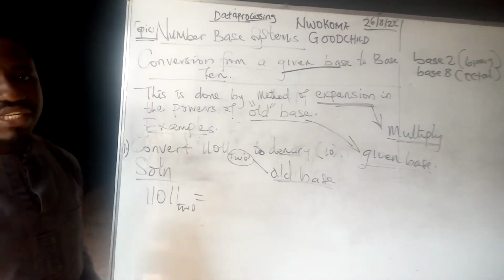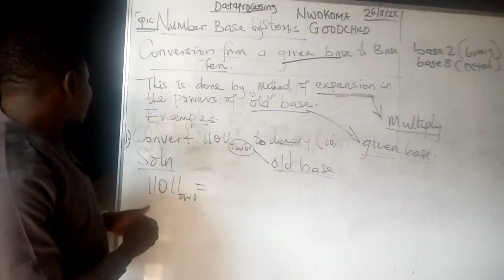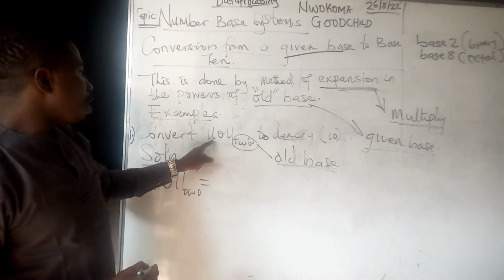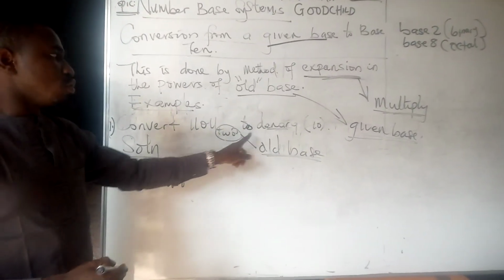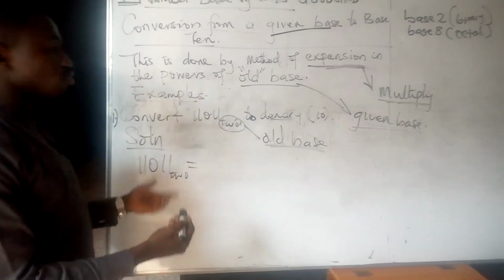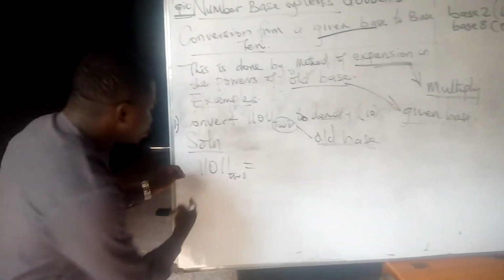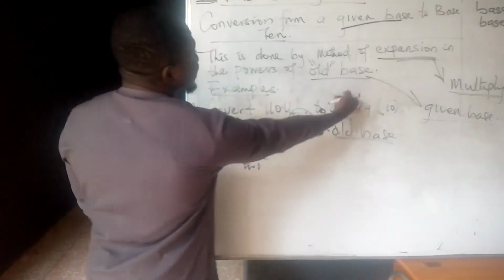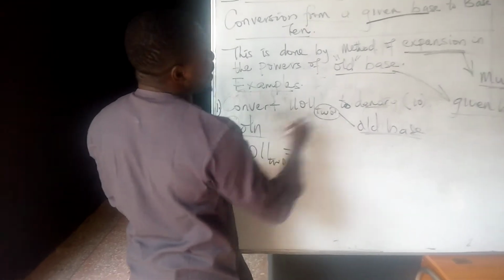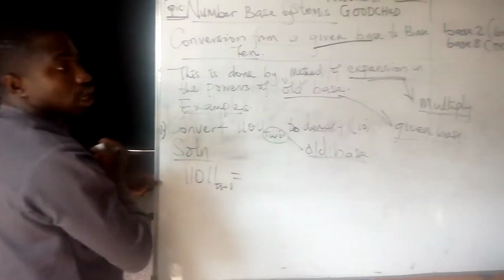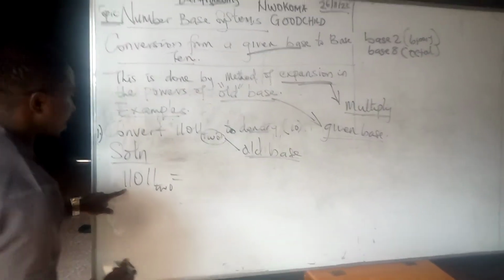Okay, let us try this example and see how it's going to look. Assuming they ask you to convert 11011 base 2 to denary, which is base 10. How are you going to apply that? Solution. To do this, you will use this to multiply that particular old base, which is base 2, and raise it to the power, starting from 0 to the last power.